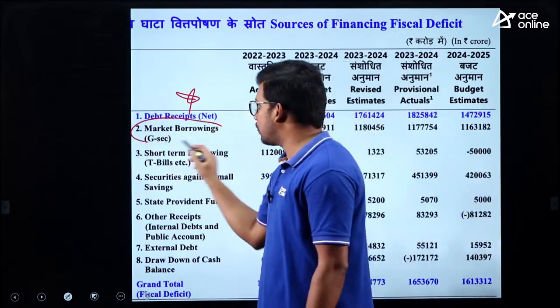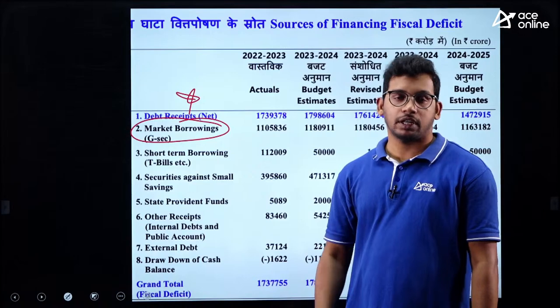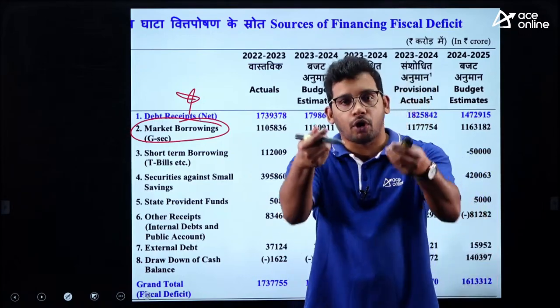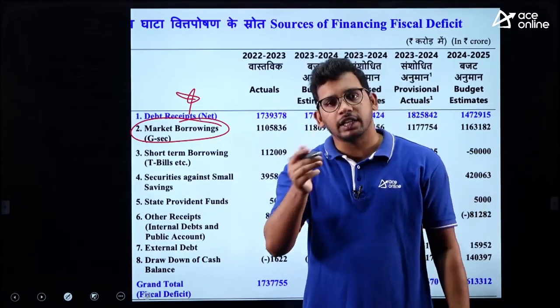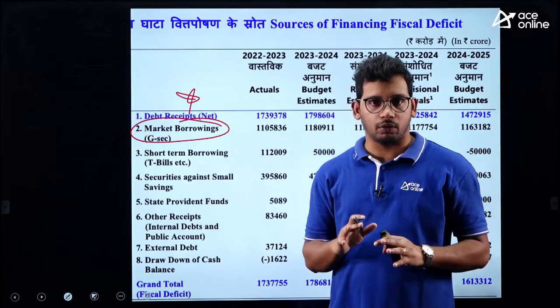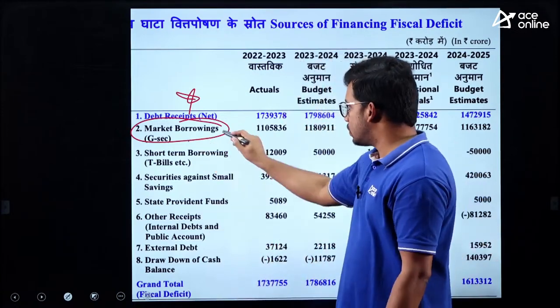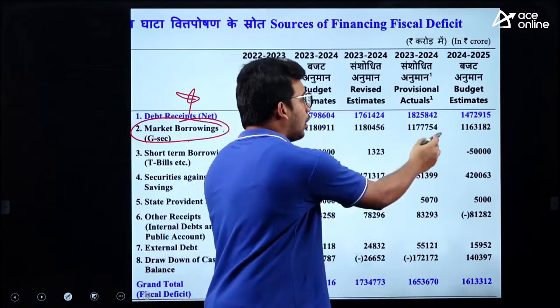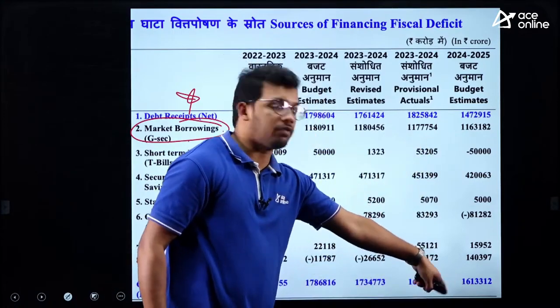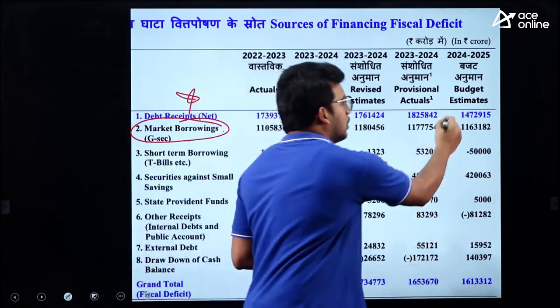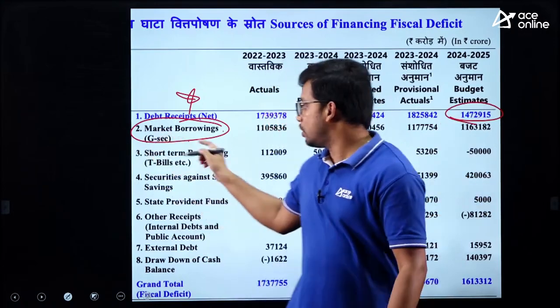The most dominant one is market borrowings. That means the government is releasing bonds in the market and promising that we will give it back in the future, you give us money now. You can even buy government securities, which are issued through RBI. So this is the most dominant one. Out of the total 16.1 lakh crores that the government is borrowing, market borrowings are the highest.